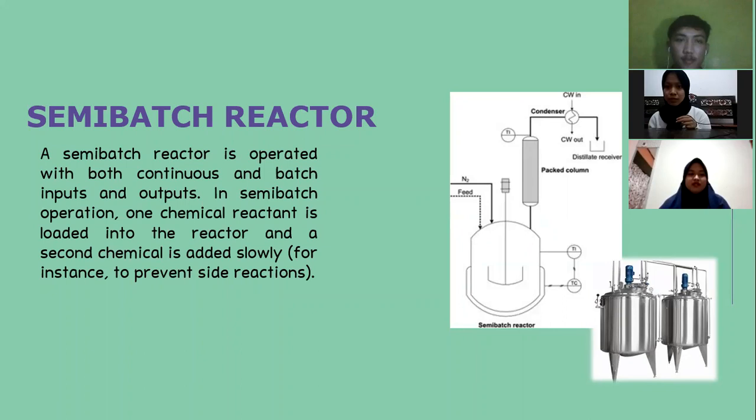Semi-batch reactor. A semi-batch reactor is operated with both continuous and batch inputs and outputs. In semi-batch operation, one chemical reactant is loaded in the reactor and a second chemical is added slowly, for instance, to prevent side reaction.